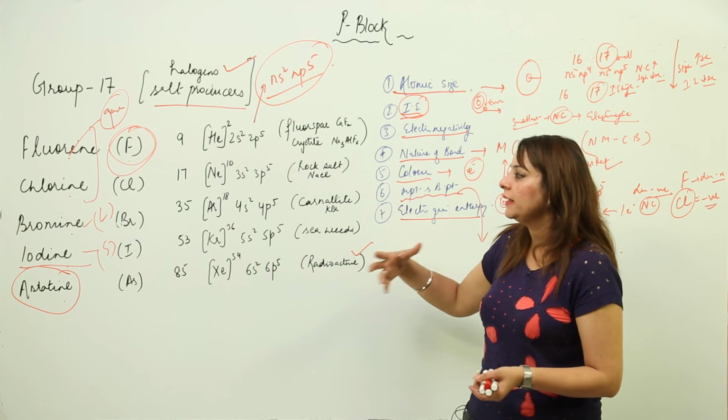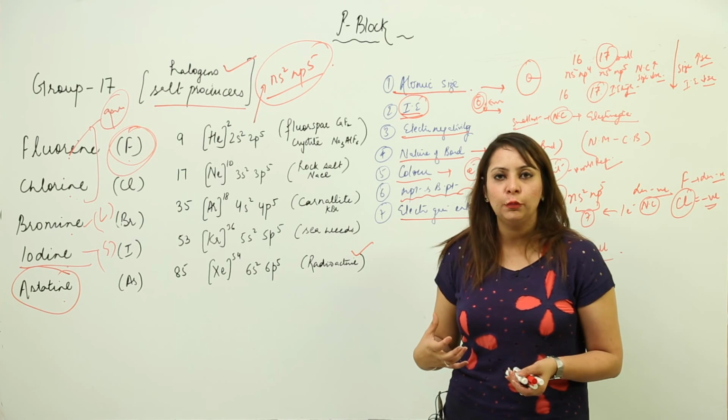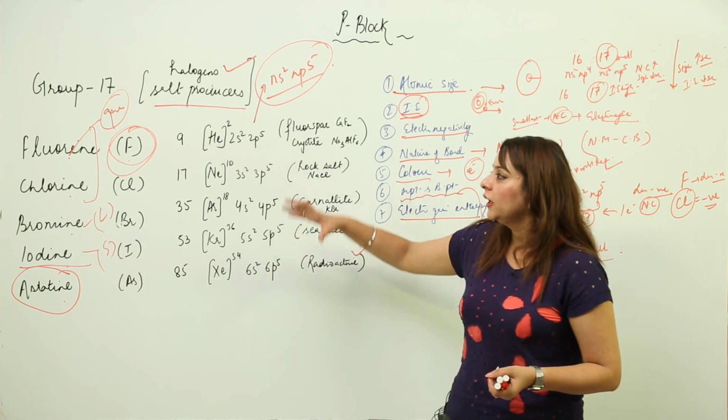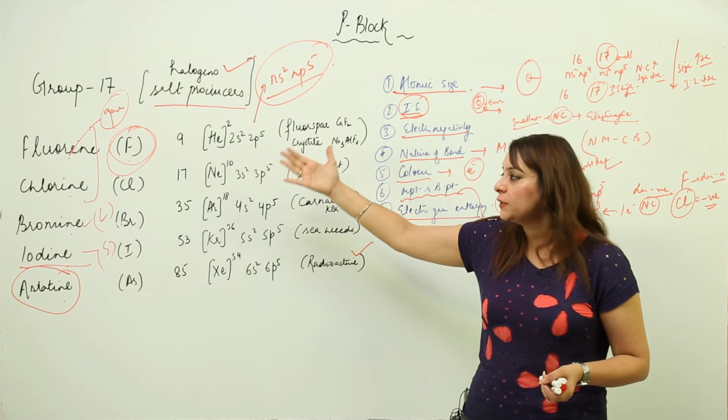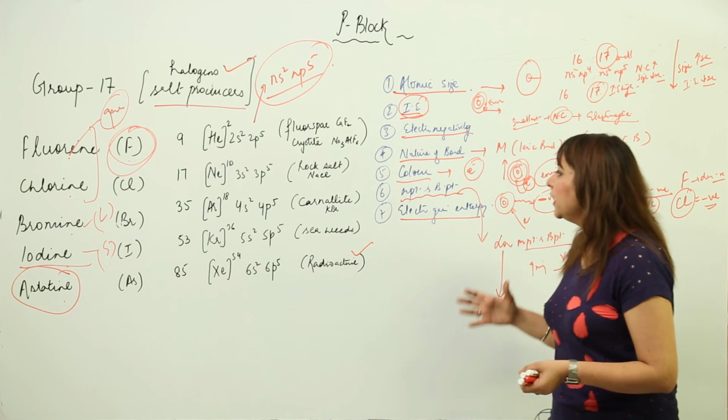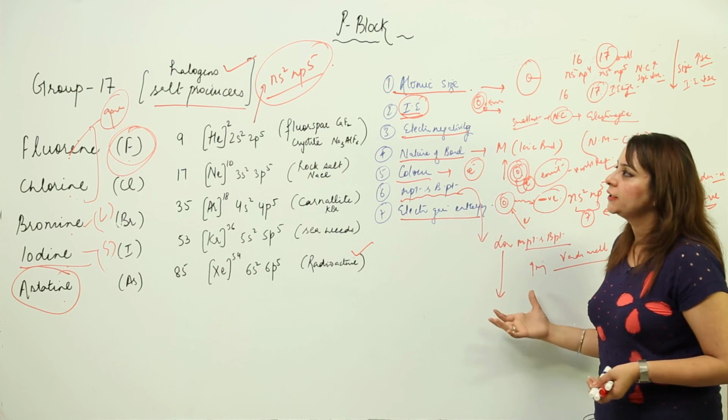Therefore, you can see that there is a change in the melting and boiling point, and it indicates that fluorine and chlorine are particularly gases, bromine becomes a liquid, and iodine is a typical solid. So these are a few properties of group 17.